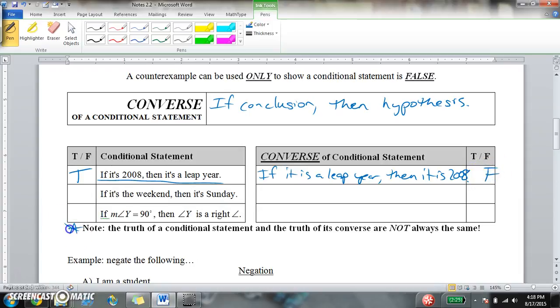So if we look down here, it says, note that the truth of a conditional statement and the truth of its converse are not always the same. So one could be true, one could be false, or vice versa. They could be the same, but they don't have to be.